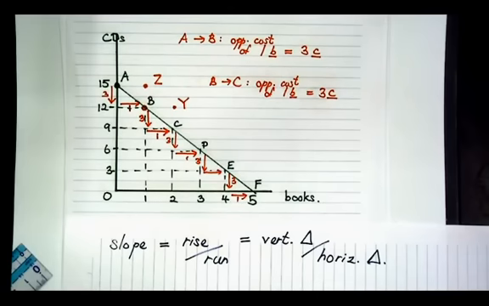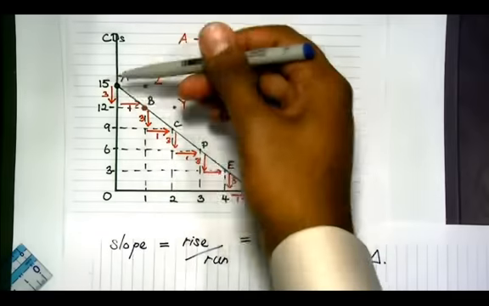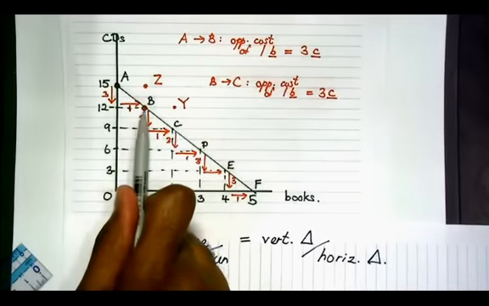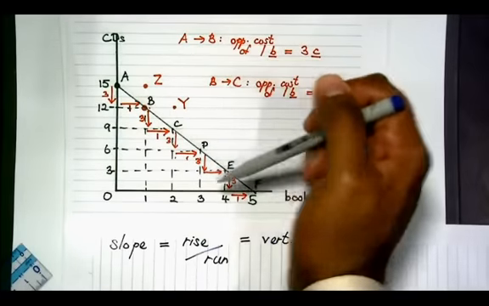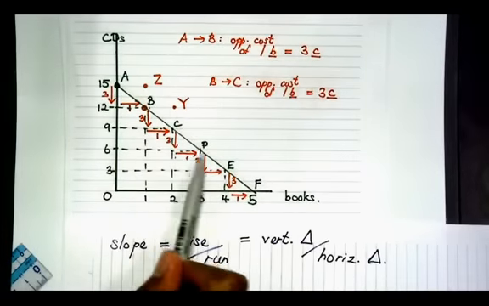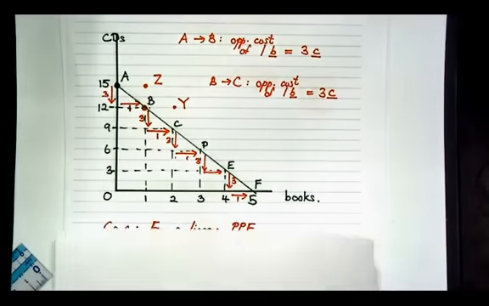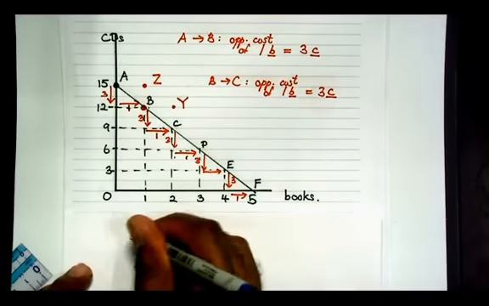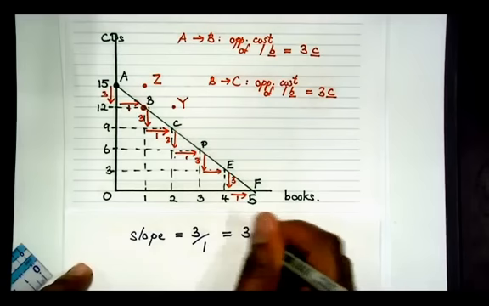What is the slope of this graph? The vertical change is 3. The horizontal change is 1. The vertical change is always 3 in this graph, and the horizontal change is always 1. So what is the slope of this graph? The slope of this graph is 3. In this graph, the slope is 3 over 1, which is 3.